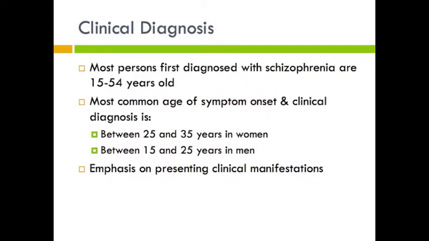So what is the clinical diagnosis of schizophrenia? Most persons first diagnosed with schizophrenia are 15 to 54 years old. The most common age of symptom onset and clinical diagnosis is between 25 and 35 years in women and between 15 and 25 years in men. There is an emphasis on presenting clinical manifestations, which we'll be going over soon.